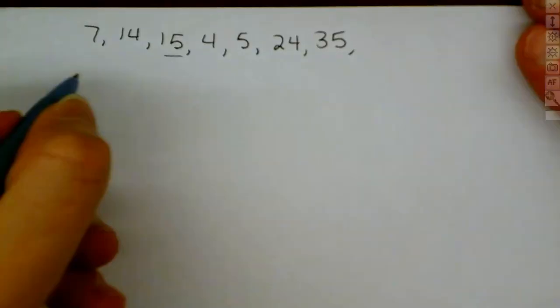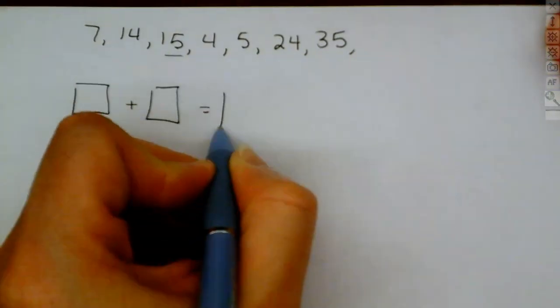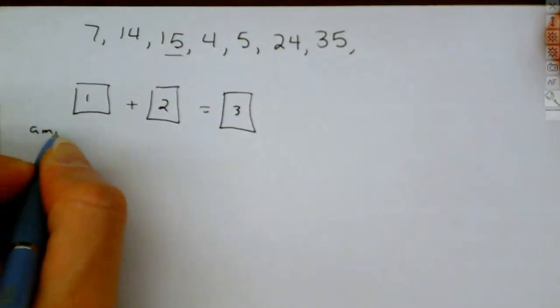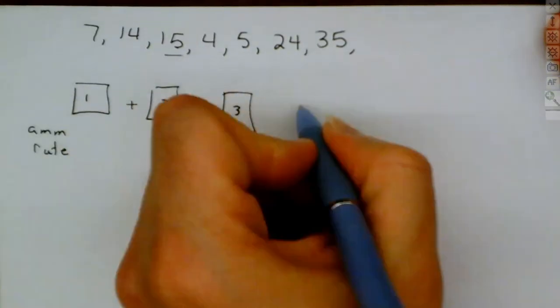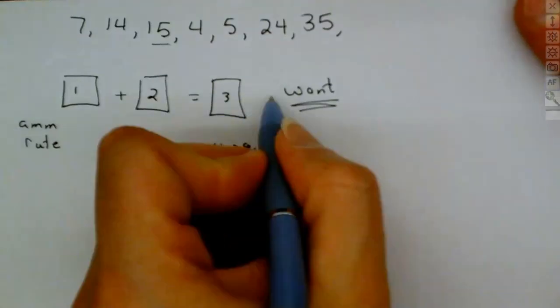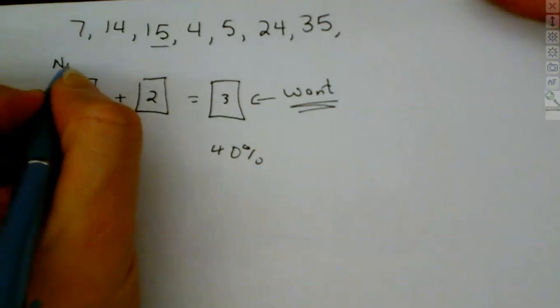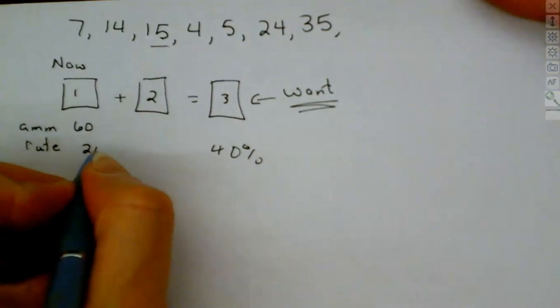So what does that mean? That means the 40% is going to go on the right-hand side in box 3, because this is what we want. Okay, we want a 40% solution. Now, what are we going to start with? The car comes in. The car has 60 liters. This is what we've got right now: 60 liters of a 20% solution. So that goes there.